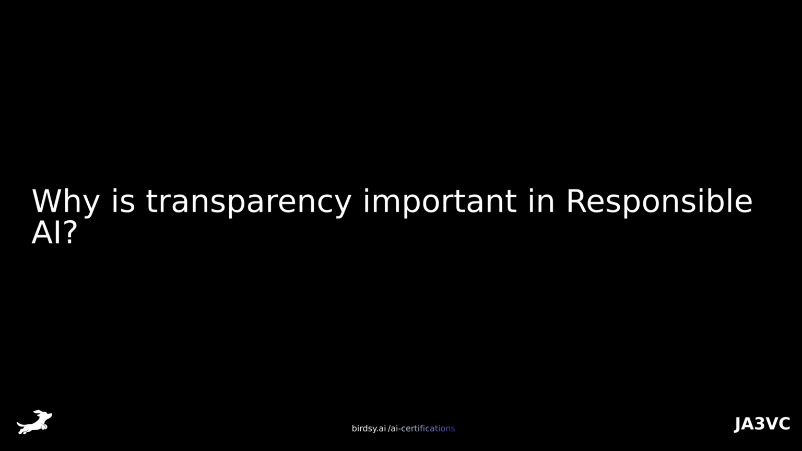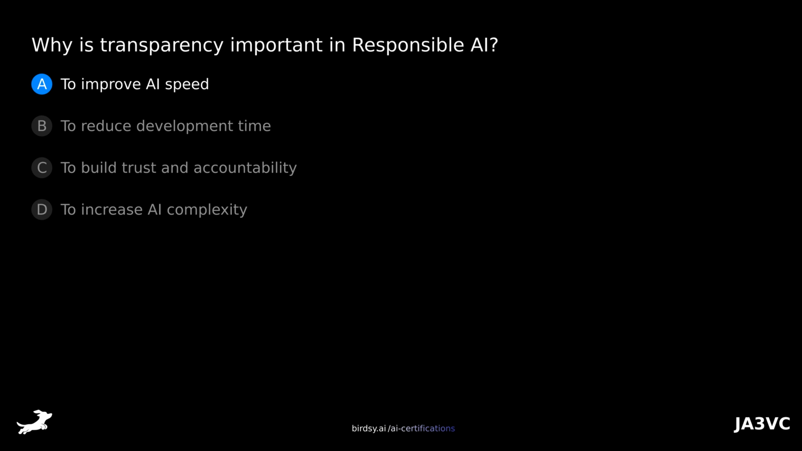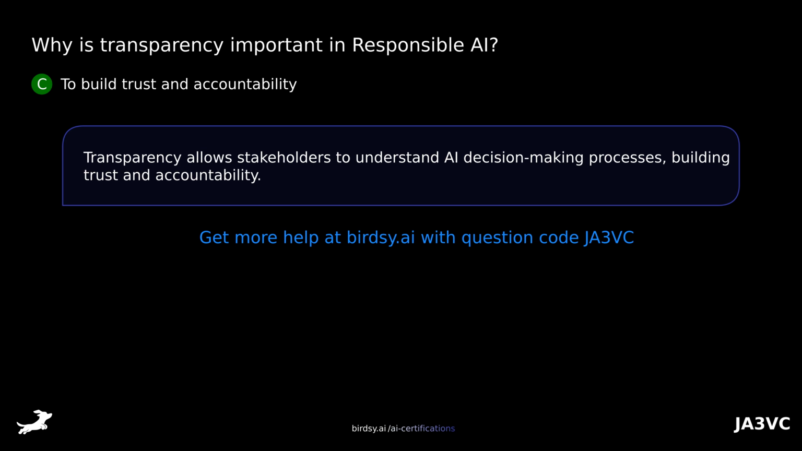Why is transparency important in responsible AI? Is it A, to improve AI speed? B, to reduce development time? C, to build trust and accountability? Or D, to increase AI complexity? The answer is C, to build trust and accountability. Transparency allows stakeholders to understand AI decision-making processes, building trust and accountability.